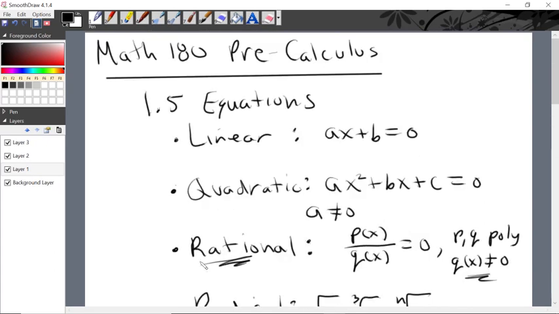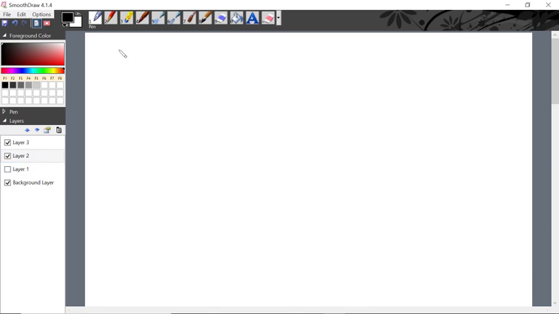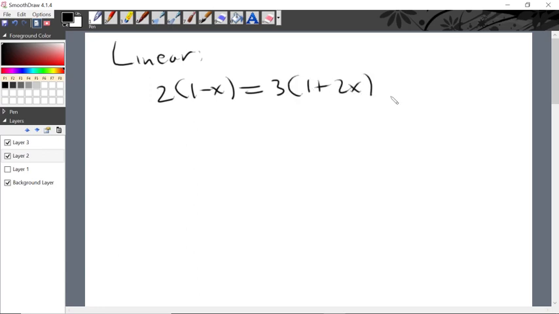So we have lots of types of equations that we can solve. Let's try some out. Let's try some linear equations first. Let's see if I switch to another layer. Here we go. All right, let's try some linear examples. For a warm-up, let's start with one that's not too bad: 2 times the quantity 1 minus x equals 3 times the quantity 1 plus 2x, plus 5.